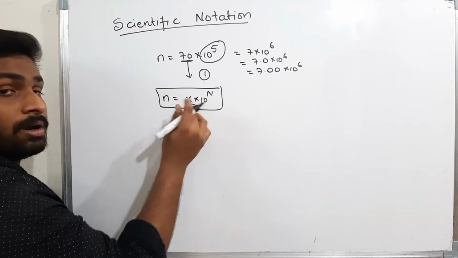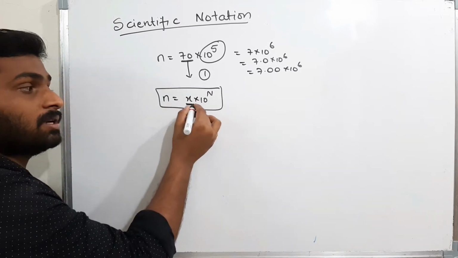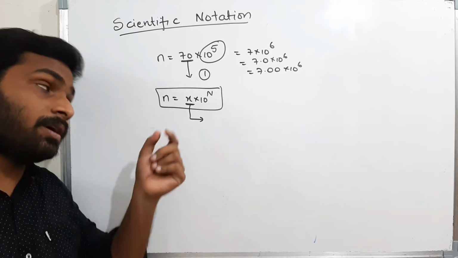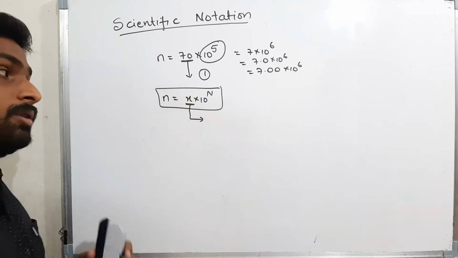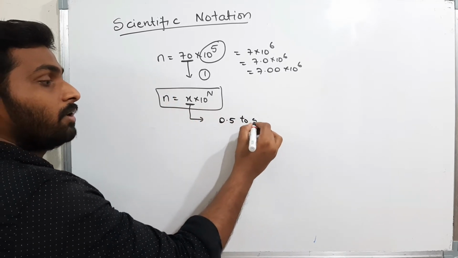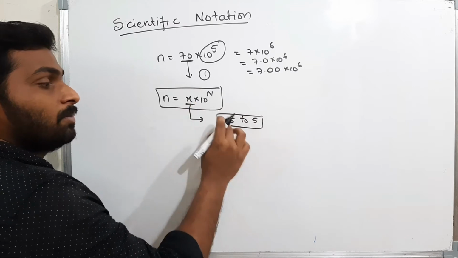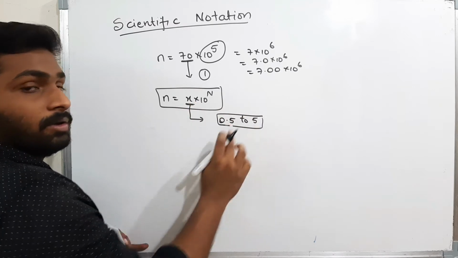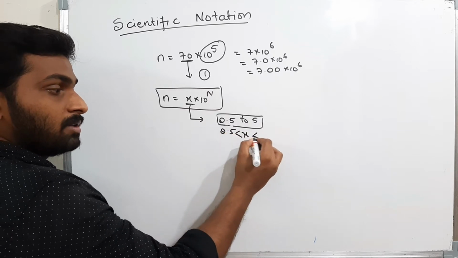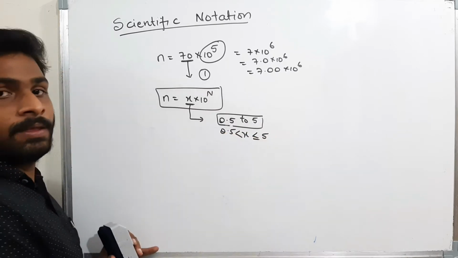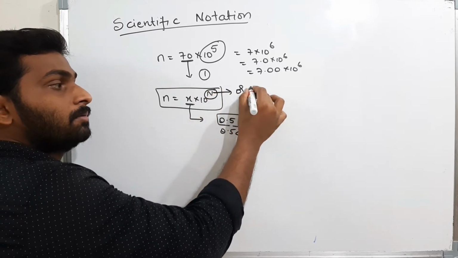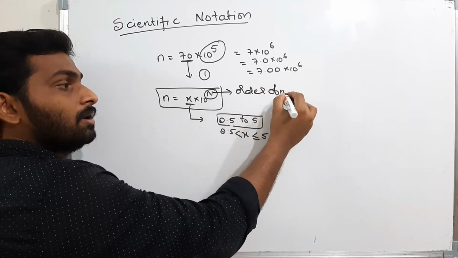In this x, I will count the number of significant figures. Now the x value always has to lie between 0.5 and 5. The x value has to be greater than 0.5 and less than or equal to 5. Now this n, this capital N, will give me the order of the number.